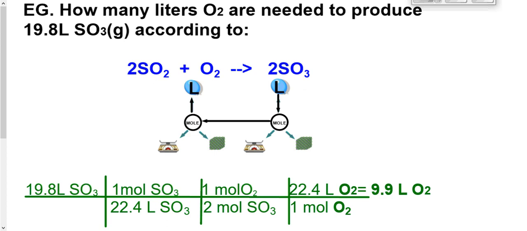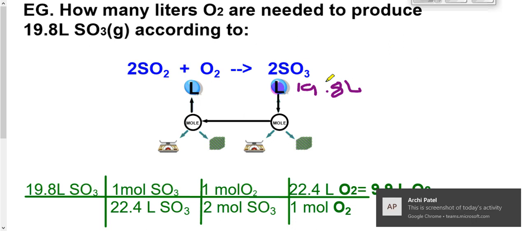In this third example, I give you the balanced reaction for the reaction between sulfur dioxide and oxygen to form sulfur trioxide. We can see that 2 sulfur dioxides react with 1 oxygen to produce 2 sulfur trioxides. In this question, they give us 19.8 liters of sulfur trioxide. We're actually going to start here at 19.8 liters. Where are we trying to go? Well, we're trying to go to liters of oxygen.